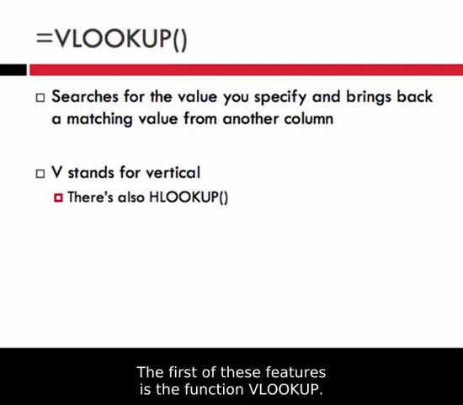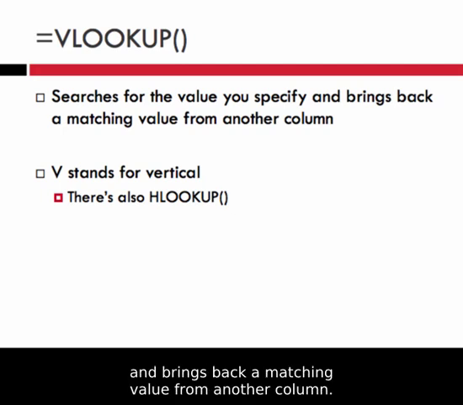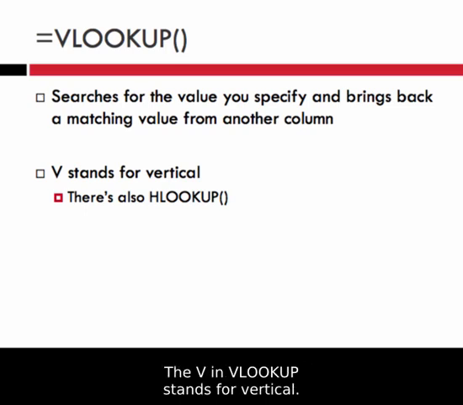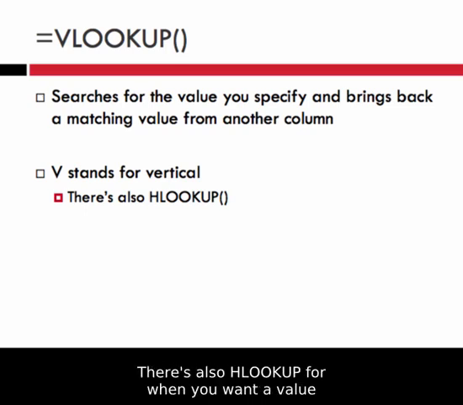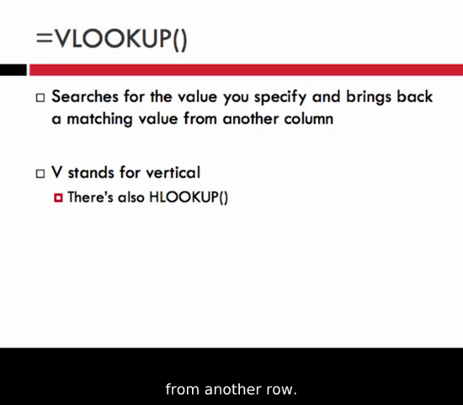The first of these features is the function VLOOKUP. VLOOKUP searches for the value you specify and brings back a matching value from another column. The V in VLOOKUP stands for vertical. There's also HLOOKUP for when you want a value from another row.